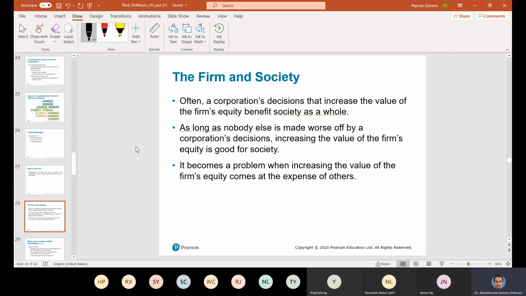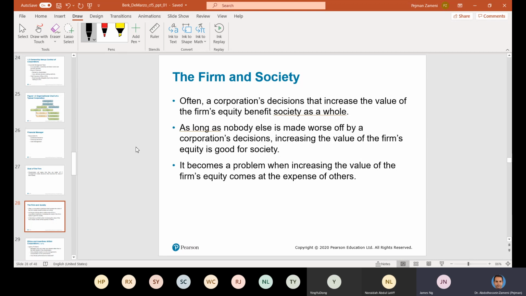Okay, the firm and society. Often a corporation's decision that increases the value of the firm's equity benefits society as a whole. See, what it says here is that you may choose one project that can create a profit for the company in the short term or long term, but you may not be benefiting society. Maybe there is a property corporation that is going to cut all the trees of part of a jungle in order to do some development. That development can create some profit or benefit to the corporation, but is that development really benefiting the whole society? No, because you're cutting the trees, you're destroying nature.